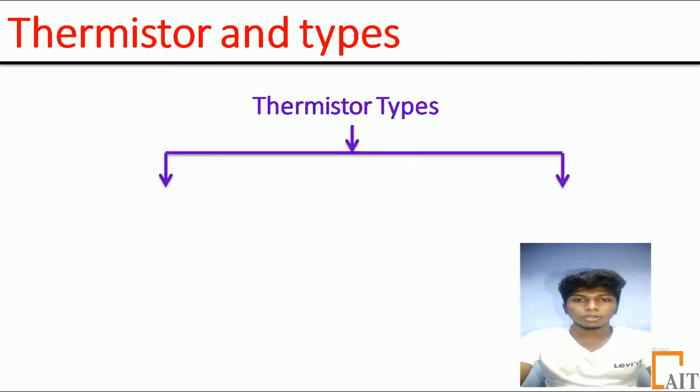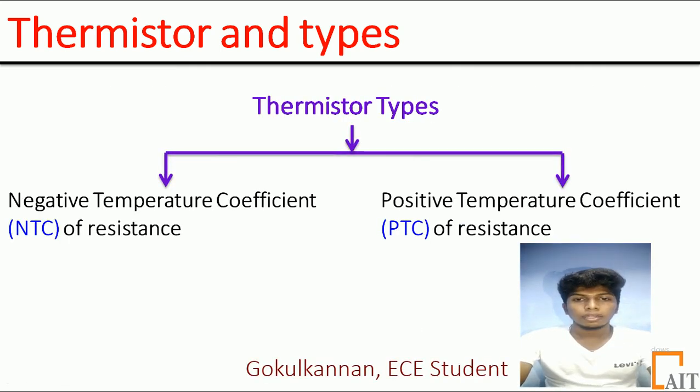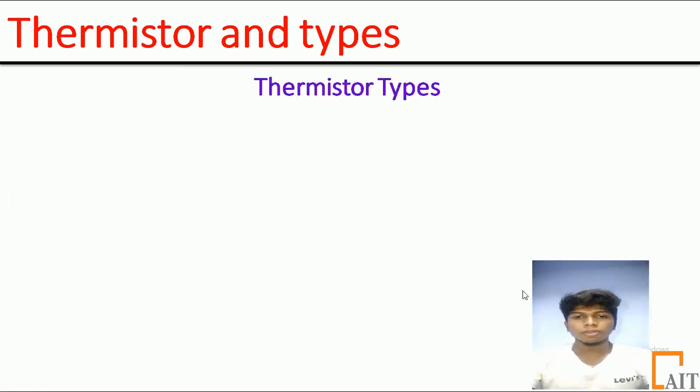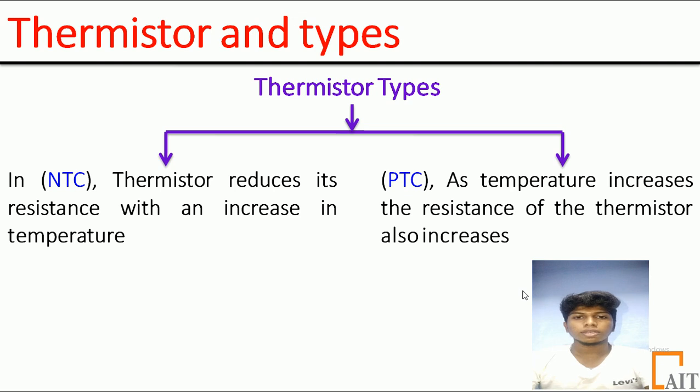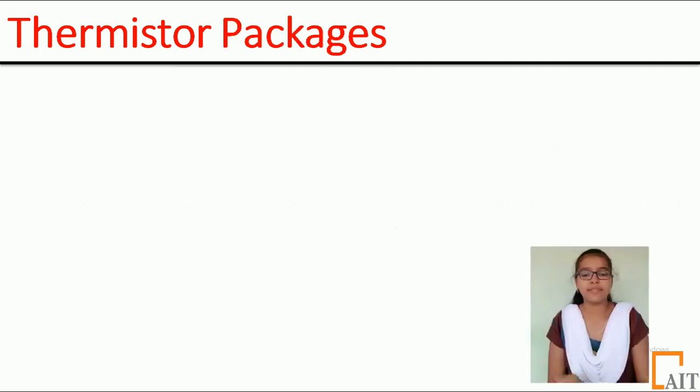Thermistors are of two types. One is NTC and the other is PTC. NTC means negative temperature coefficient of resistance, and PTC is called positive temperature coefficient of resistance. An NTC thermistor reduces in resistance as the temperature increases. A PTC thermistor increases its resistance as the temperature increases.